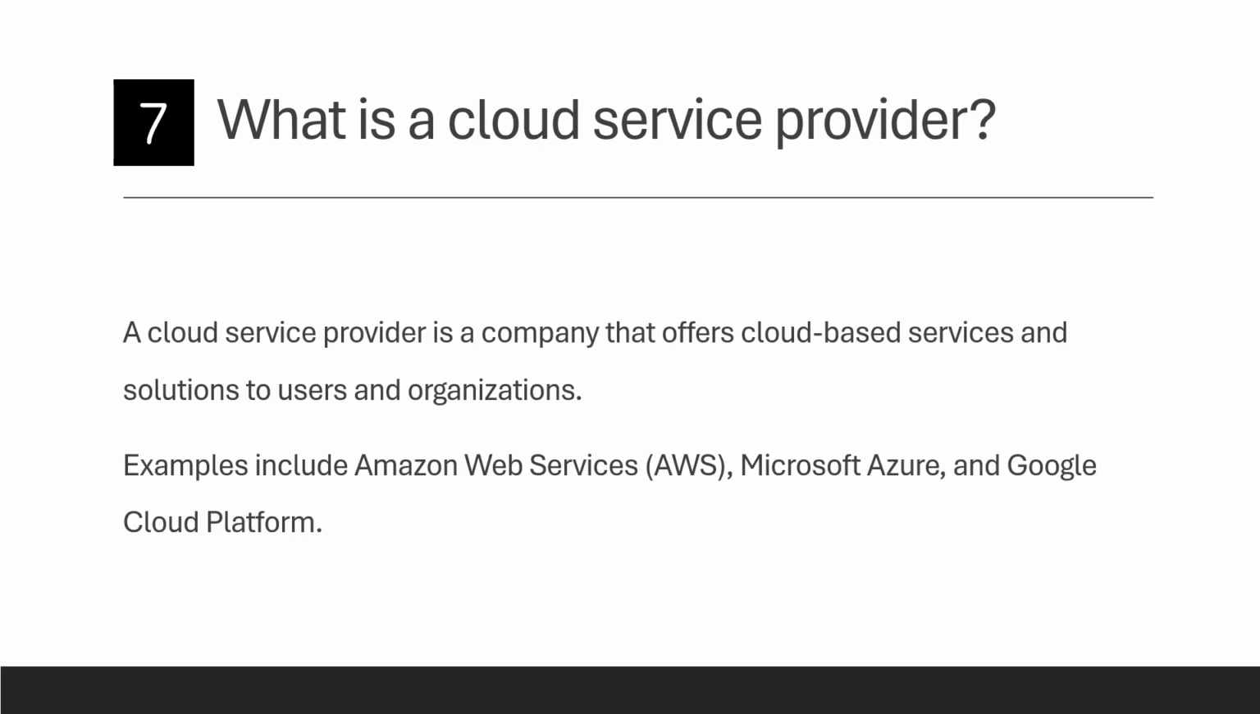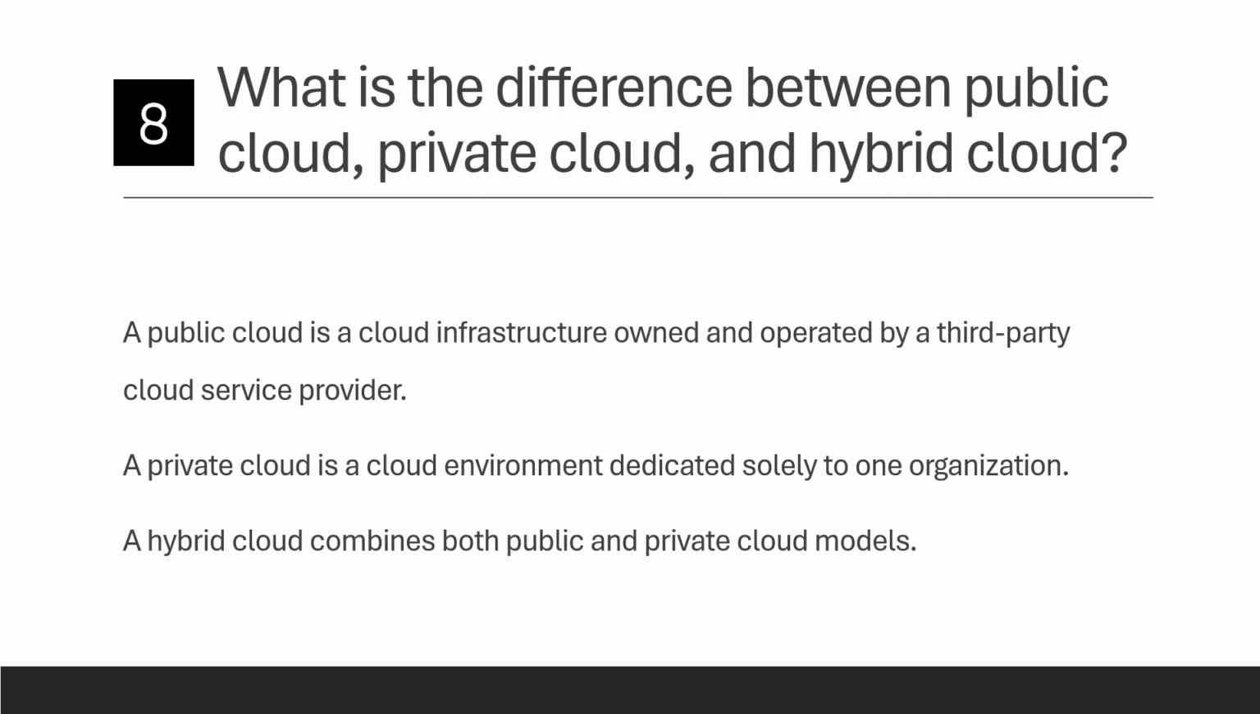What is a cloud service provider? A cloud service provider is a company that offers cloud-based services and solutions to users and organizations. Examples: AWS, Microsoft Azure, and Google Cloud Platform. What is the difference between public cloud, private cloud, and hybrid cloud? A public cloud is a cloud infrastructure owned and operated by a third-party cloud service provider. A private cloud is a cloud environment dedicated solely to one organization. A hybrid cloud combines both public and private cloud models.